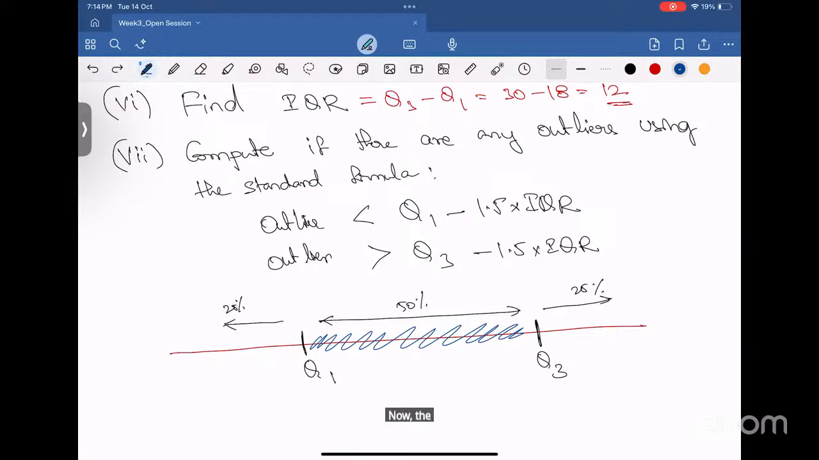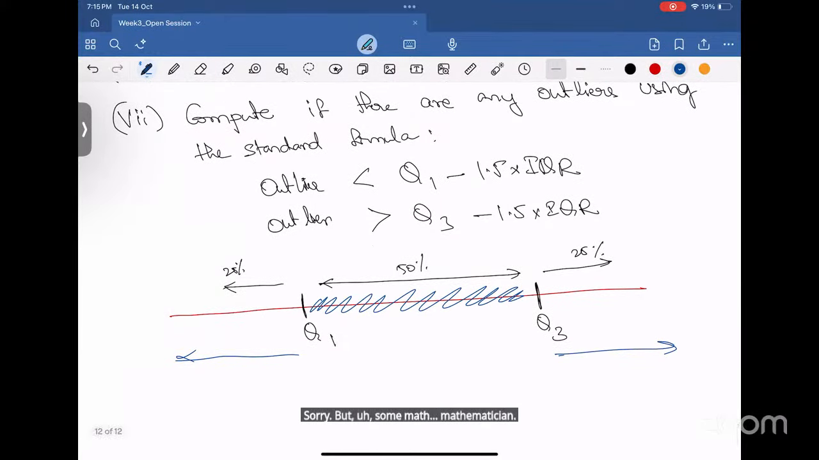Now the outliers are the data points which are far to the right of Q3 and far to the left of Q1. How far is in our hands; we can define how far. In general, this is given by some mathematician, I forgot his name, sorry. Since we have this interquartile range with us, I will choose one place, and beyond that is an outlier.